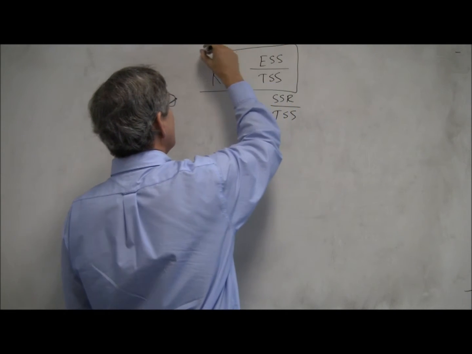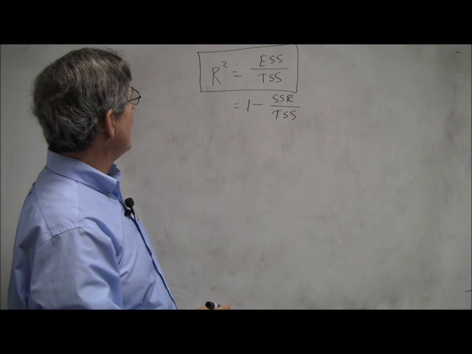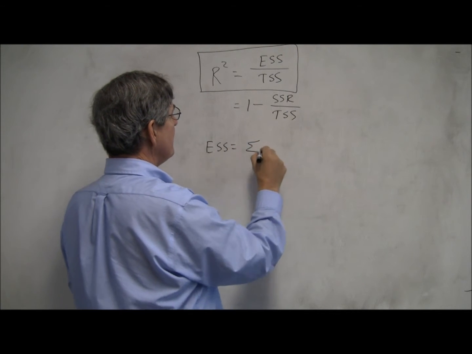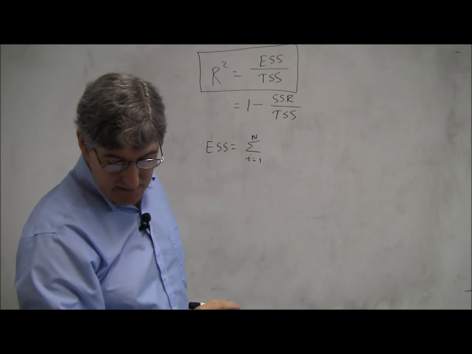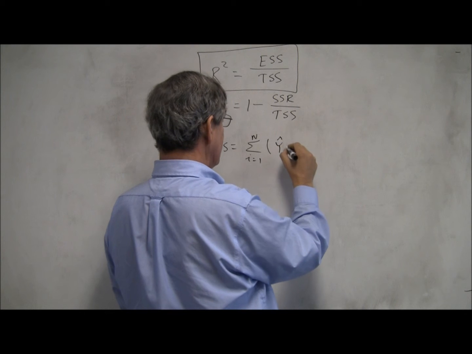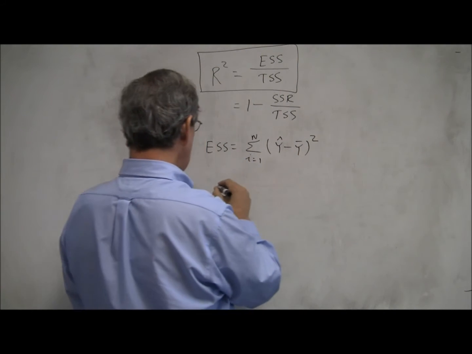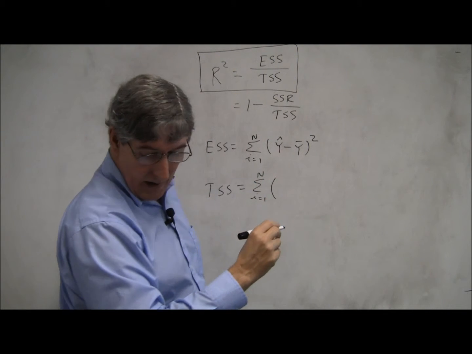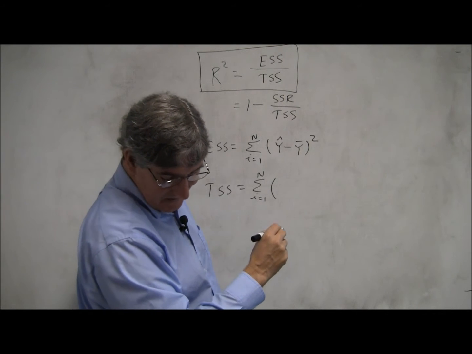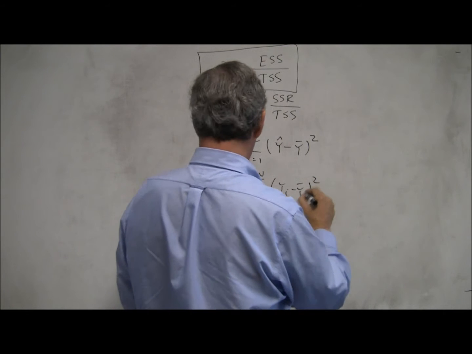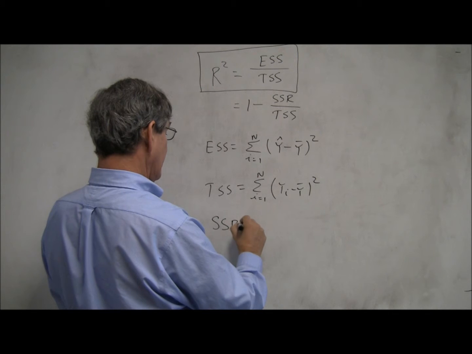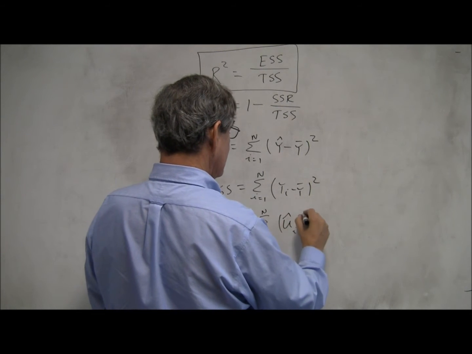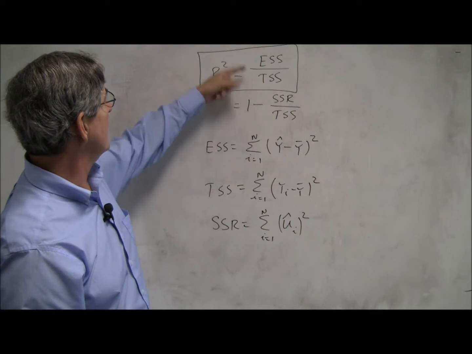Let me focus on this one today and draw a picture and just make sure you understand what this is measuring. So let's recall that the explained sum of squares was equal to the sum from i equals 1 to n, where n is the sample size, of y hat, the predicted y, minus y bar squared. And the total sum of squares was equal to the sum from i equals 1 to n of yi minus y bar squared. And finally, the sum of squared residuals was equal to the sum from i equals 1 to n of the ui hats squared. And so those were the three pieces that were used for either one of these two formulas.